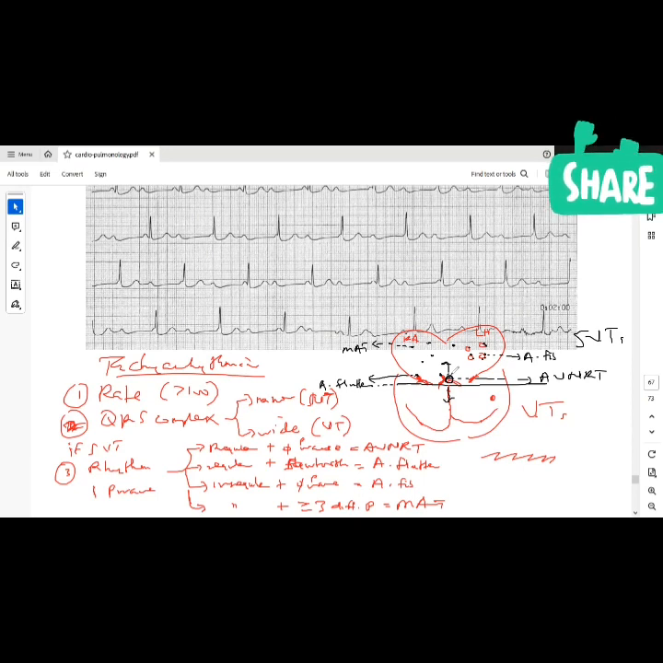Remember our class 2 and class 4 antiarrhythmics, correct? Class 2 being beta blockers, class 4 being calcium channel blockers, verapamil, diltiazem. What effect do they have on the heart? They will decrease the heart rate, by doing what? By blocking the SA node and AV node, yes? Okay, would those drugs be beneficial in somebody with SVT? Yes.